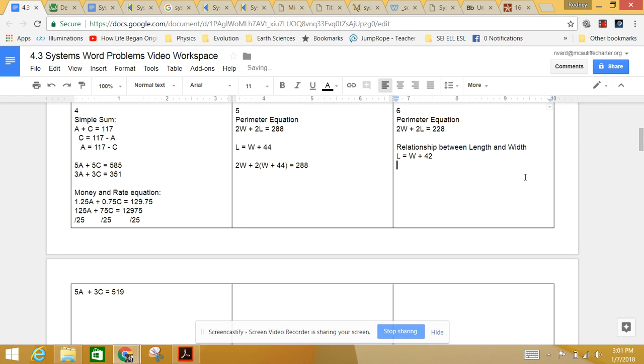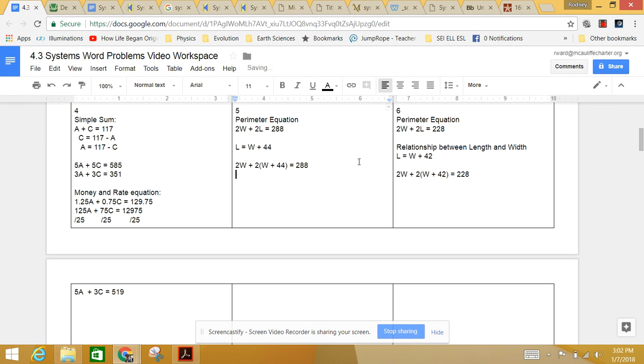So once again, we have a good candidate for substitution. I'm going to copy the perimeter equation, and we'll just replace the L with W plus 42, because that's just another way of expressing the length. And then you would go ahead and solve. Go ahead and pause the video and try solving each of these for W and then for L. And then I'll go ahead and walk through it myself. All right, assuming you are back from pausing, I'm going to walk through the solutions.